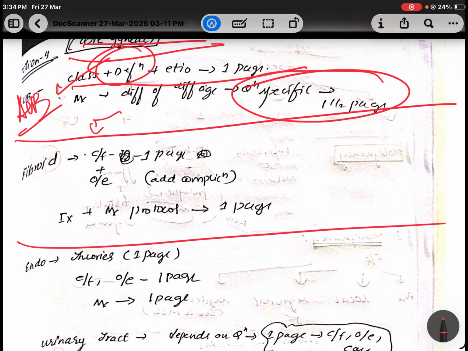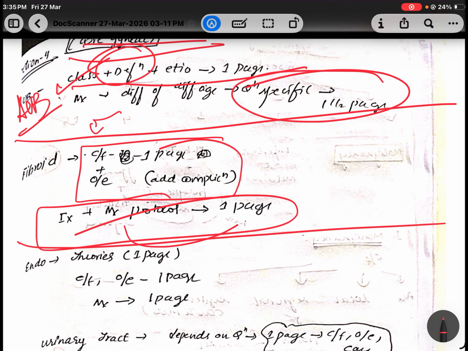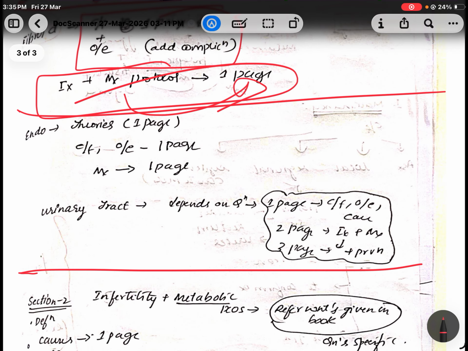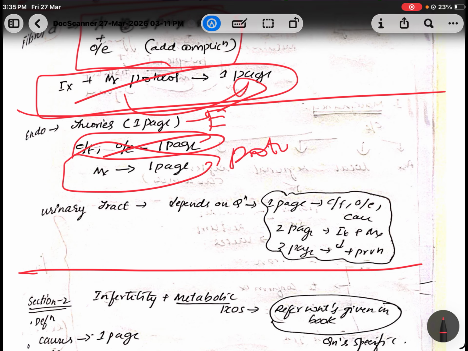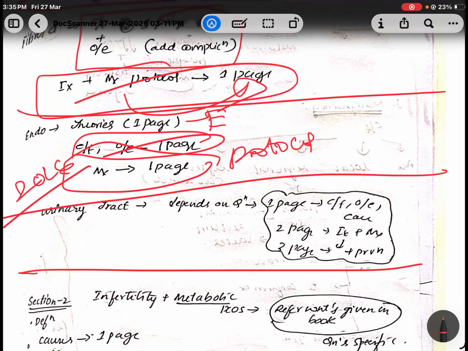Again for fibroid, these two things obviously you need to know in and out. These two will almost eat up, especially management will comfortably take one page. Endometriosis, you have 3 theories, and you can fill that in one page. Clinical feature and examination in one page, and management, especially the protocol you can mention. There is a new change in endometriosis recently in 2026. If you want, you can go and check the guidelines also.